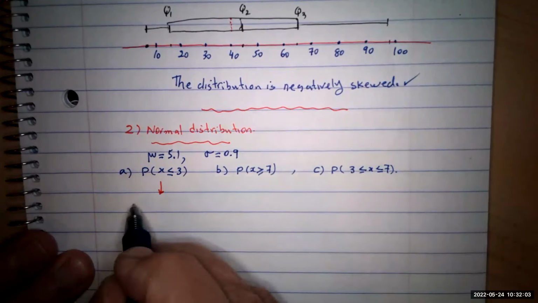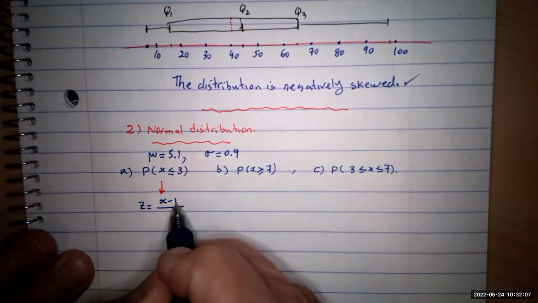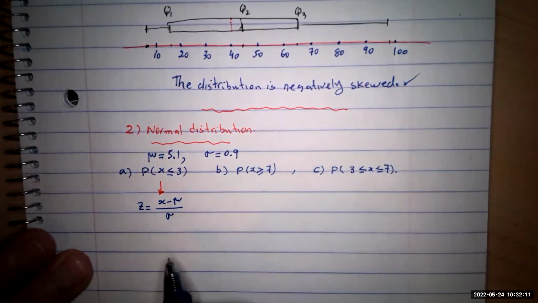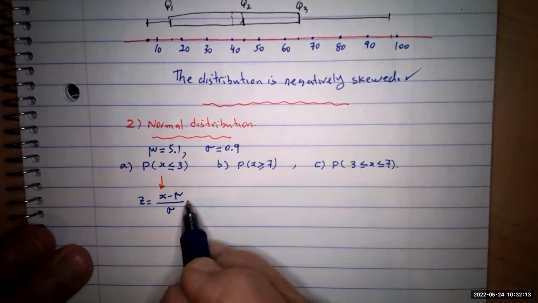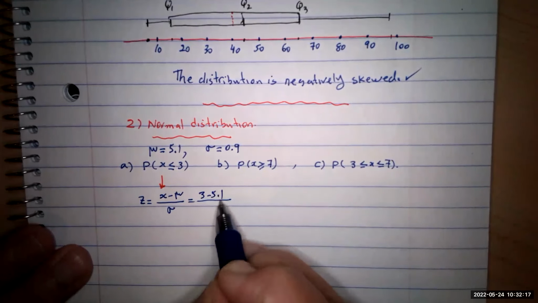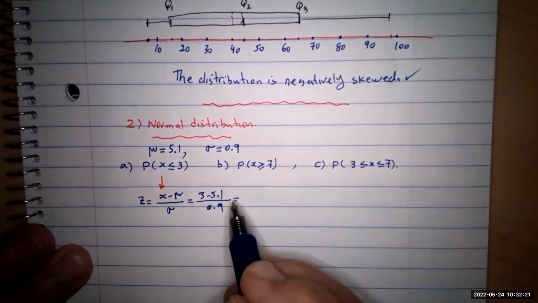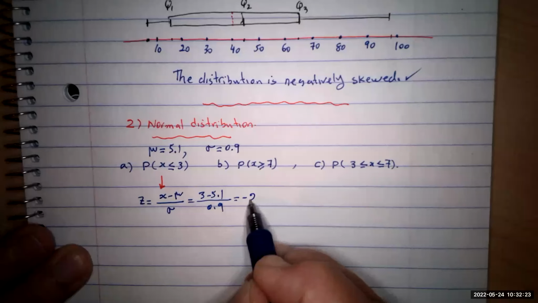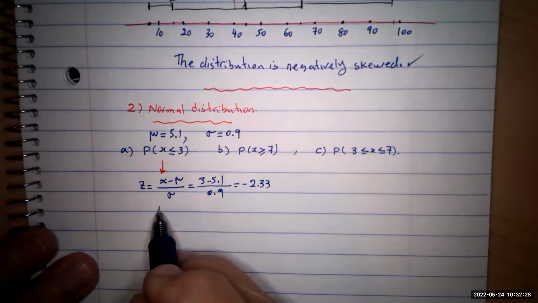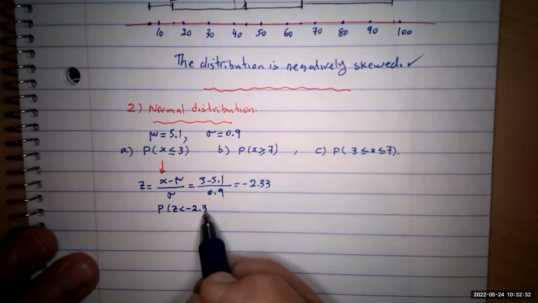So the Z is going to be X minus mu over sigma. Okay, we substitute. So your X is 3, the mu is 5.1, the sigma is 0.9. You find it with two decimal places. So that gives me negative 2.33. So you arrive at the probability that Z is less than negative 2.33.